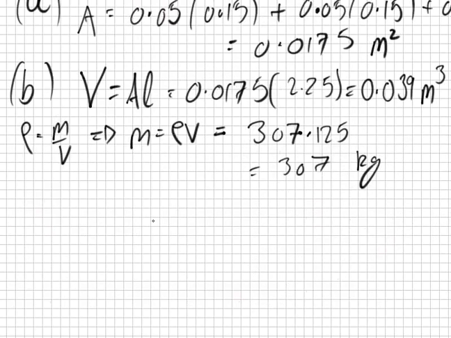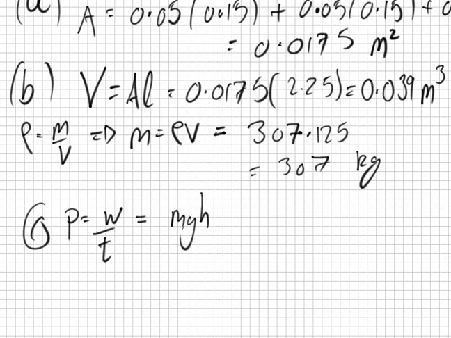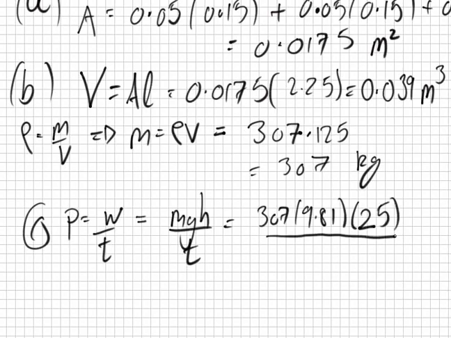Now the next one is, you take this and then you lift it up in the air. And you lift it 25 meters in 2 minutes. What is the power? Okay, so what's the formula for power? That's work over time. And what type of work is going on here? It's the potential one. So it'll be mgh over t, which will be 307, 9.81, 25, and it's 2 minutes. It's 120 seconds.